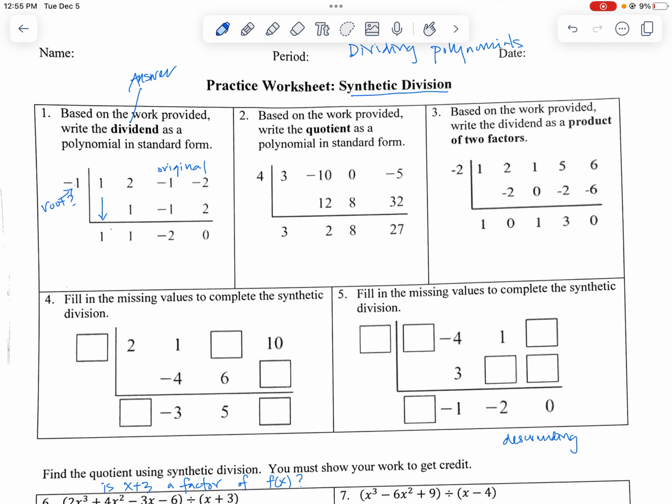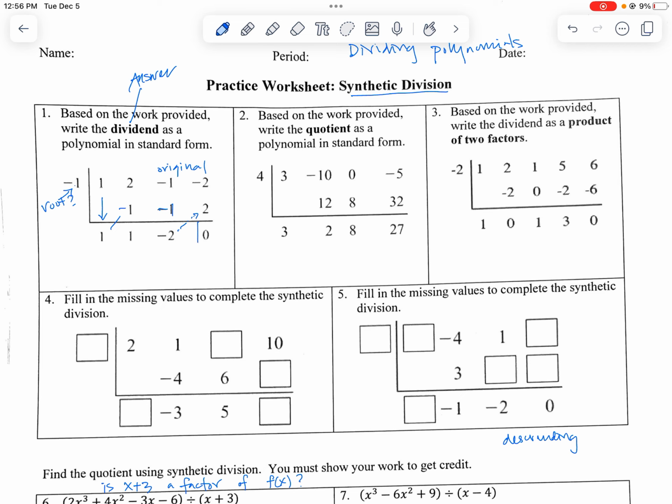This math doesn't look right. I should be getting negative 1 here. Here we go. Okay, there was just a mistake. 2 minus 1 is 1. Negative 1 times 1 is negative 1. I'm going through this process here. Negative 1 plus negative 1 is negative 2. And then I'm multiplying negative 1 times negative 2, and my answer goes here. And I get 0 as a remainder.